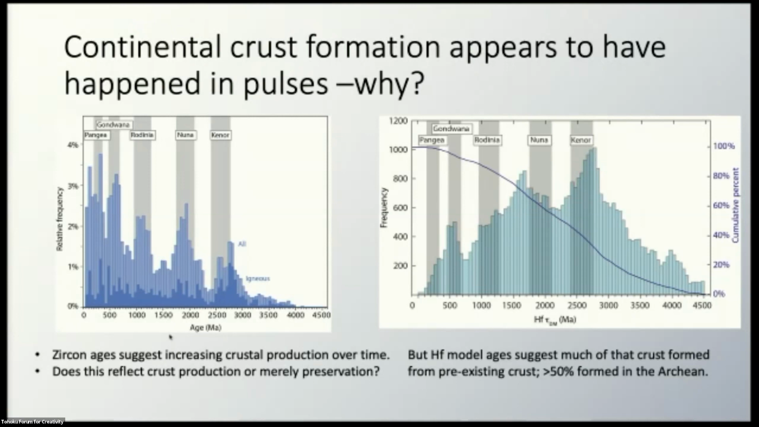The other thing is, if we then look at hafnium isotope ratios in those zircons, we can see that in fact, this looks like we have increasing crustal production through time, but this is the cumulative crust. More than half the crust would have been created by the end of the Archean. Okay.